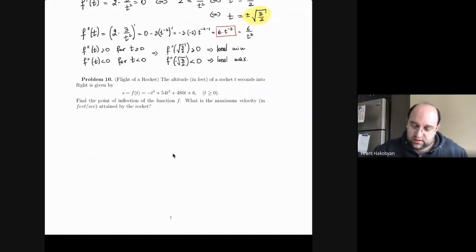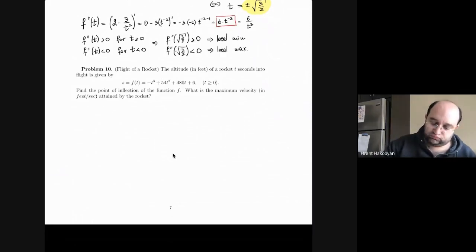Okay, and the final problem is this. Problem 10, flight of a rocket. The altitude in feet of a rocket t seconds into the flight is given by this formula here. So we need to find the point of inflection of this function, and what is the maximum velocity attained by that rocket.